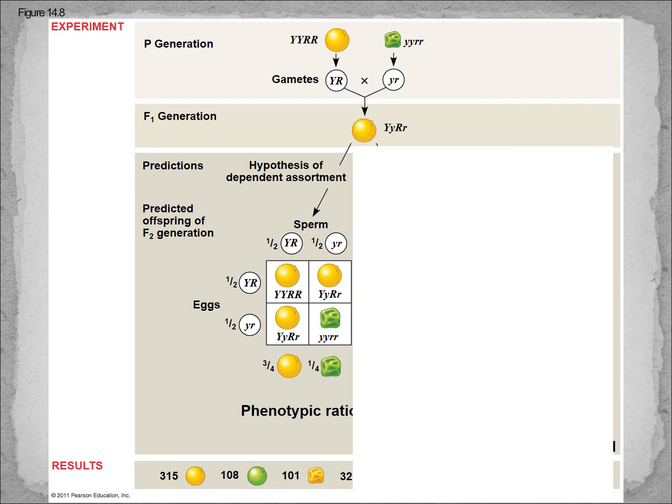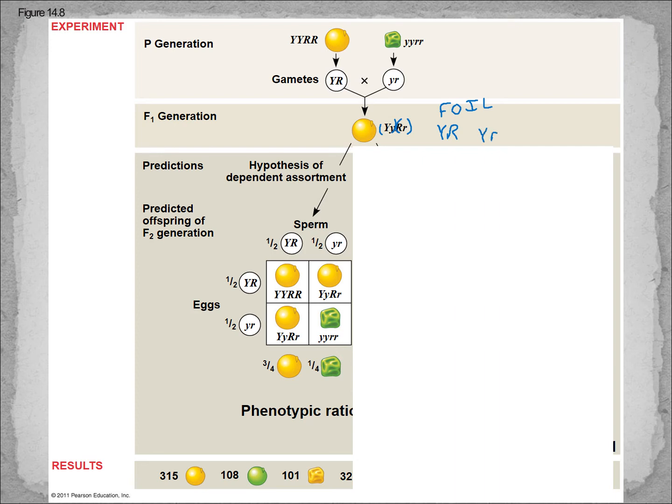Okay, so here the FOIL is actually shown in the boxes. Remember what FOIL is? It's first, outer, inner, last. Remember that from algebra. So if you actually did this right here, the first ones would be the capital Y and the capital R.